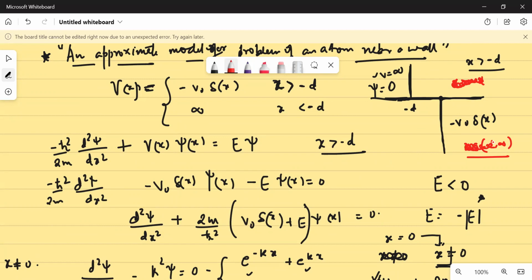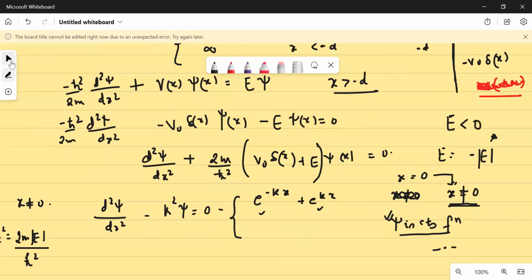So this Dirac delta potential is at x equal to 0. Sorry. So for all x greater than 0, what I can do is, see, for example, now again, let me come back to the problem where I was. Okay, so we were writing the solution for all x not equal to 0, right? So for all x not equal to 0, this will be 0.